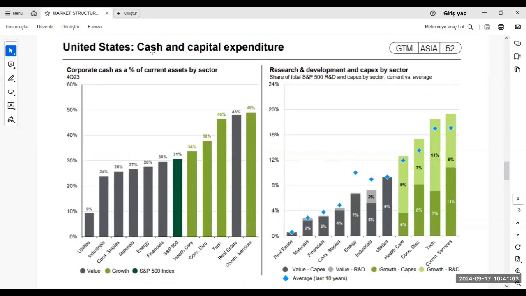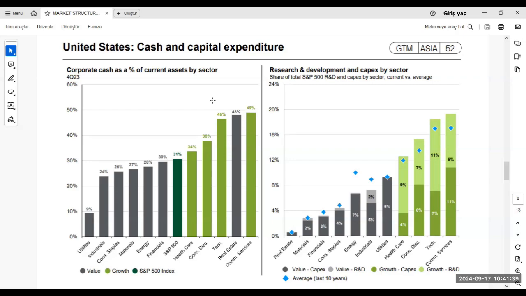And now, cash and capital expenditure. Why is this important? If I am putting money in a company, I want to be sure that company has some cash for any prudential reason, any turmoil, any risk in the market, right? If there is no cash in the bank in that company, then if there is an unexpected condition in the financial market, we will see huge volatility in the prices of the company in the financial market.